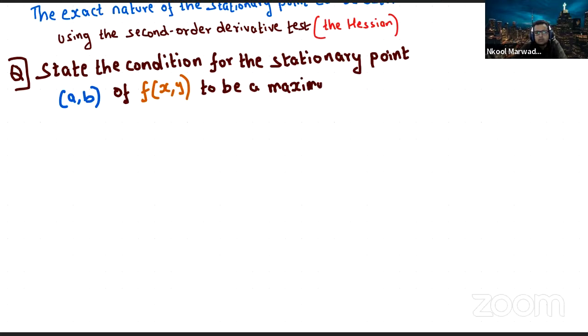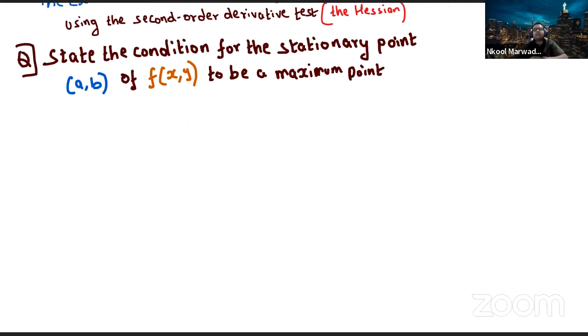So in this question, they are not asking about finding the stationary point, but they are telling us that we have a stationary point (a, b) of a function. Tell us the condition for which the stationary point has to be the maximum point. When the stationary point will be the point of local maxima, what will be the condition for that? That we have to discuss. Let us see how to do this.